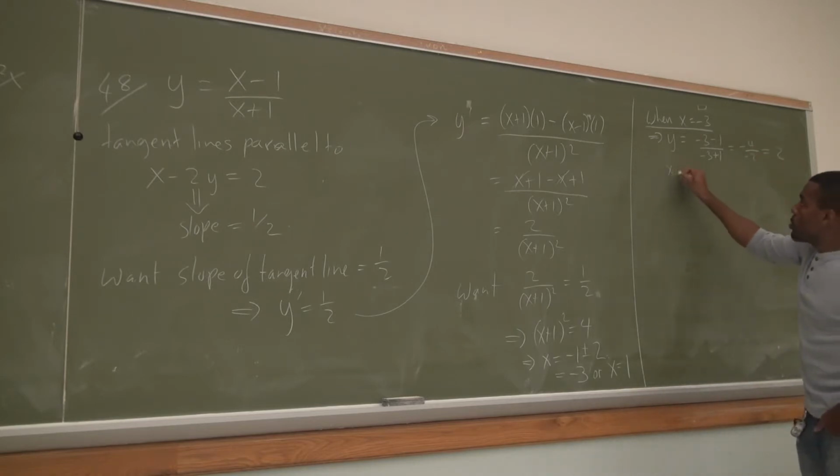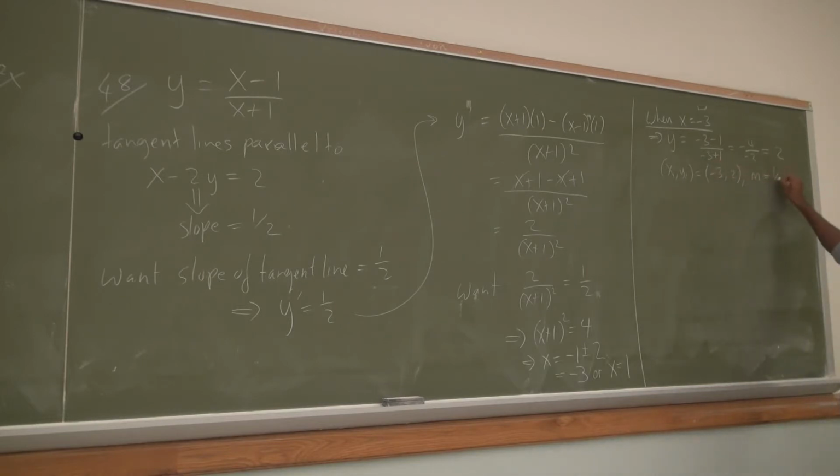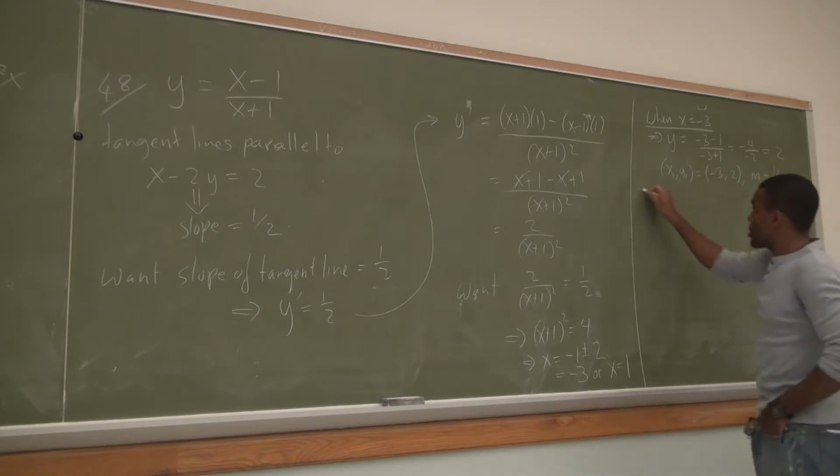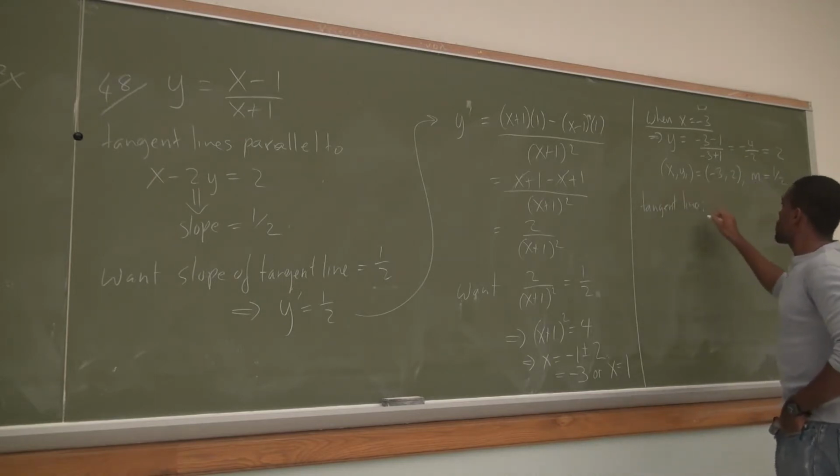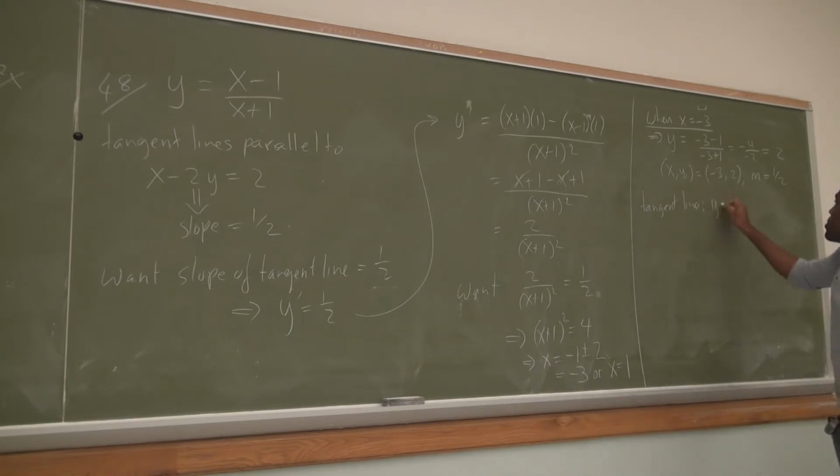So we know that (x1, y1) would be the point (minus 3, 2), with the slope we want being a half. Right? So the tangent line here is y minus y1 equals m times (x minus x1).